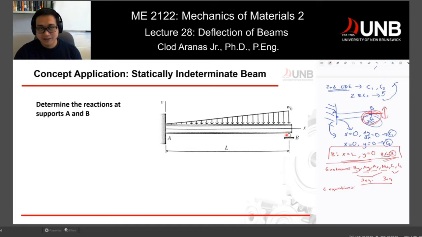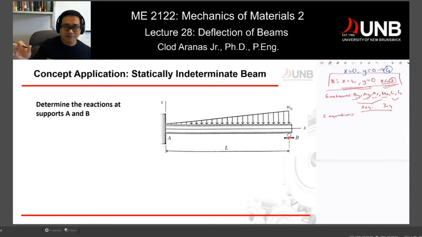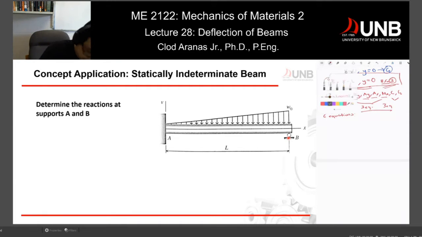So we have 3 different support reactions at just point A. Now, if you move to point B, you have another support reaction at B, which we can call BY, and we have 4 different support reactions. Now, once you have forces X, Y, and moment, you can only generate 3 different equations. One equation from forces along X, one equation from forces along Y, and another equation for your moments. So in this particular case, you have 4 unknowns, but you only have 3 equations. So let's try to solve this problem.